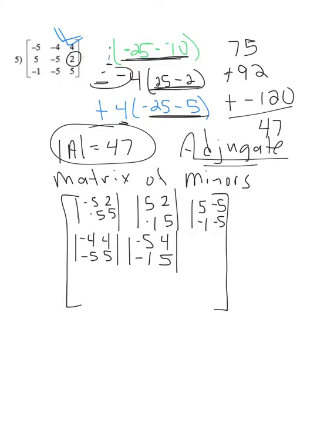I'm going to go for the 2. That's this row and this column. That leaves -5, -4, -1, and -5. Okay, coming down the home stretch, we'll get rid of this one. That's that one and that one. Okay, that leaves -4, 4, -5, 2.